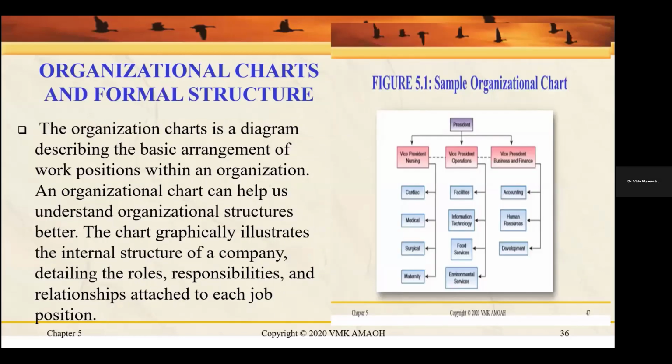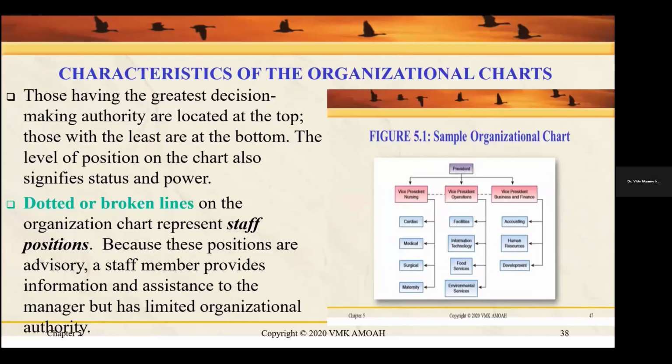And so those having the greatest decision making authority are located at the top, as you can see. Those with the least are at the bottom. The level of position on the chart also signifies status and not power. The unbroken lines on the organization chart represent staff positions. Because these positions are advisory, the staff member provides information and assistance to the manager, but has limited organizational authority.